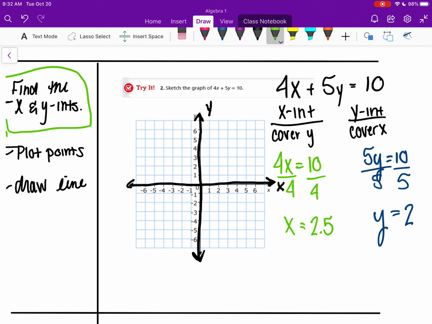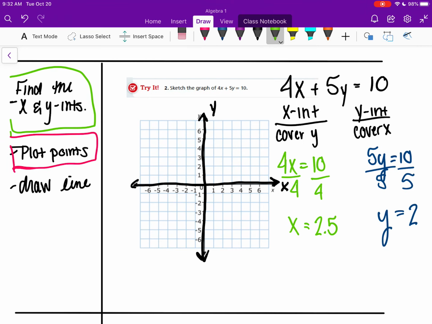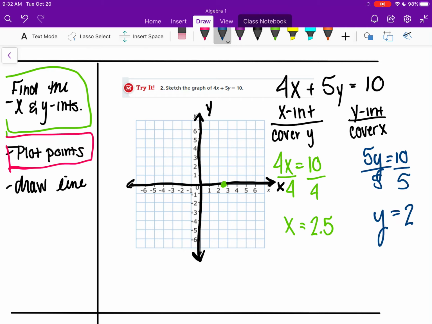So now I can plot those two intercepts, and that is my second step. At x is 2.5, which is going to be between 2 and 3, I'll plot a point. At y equals 2 on the y-axis, I'll plot a point. And then all I have to do is connect those dots and extend it going on forever. And there we go. I just graphed that line. And the only thing we did was have to cover up parts of our equation. We did it. Let's do another example together.